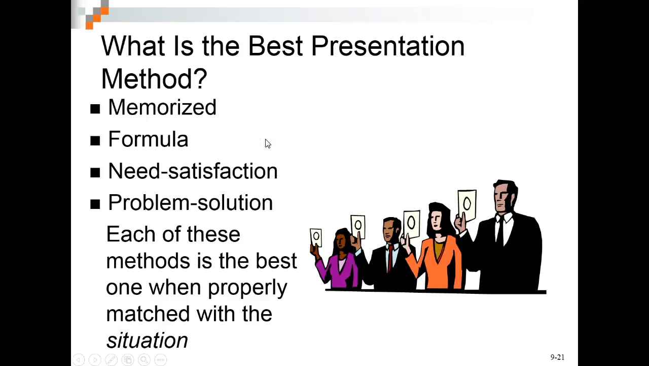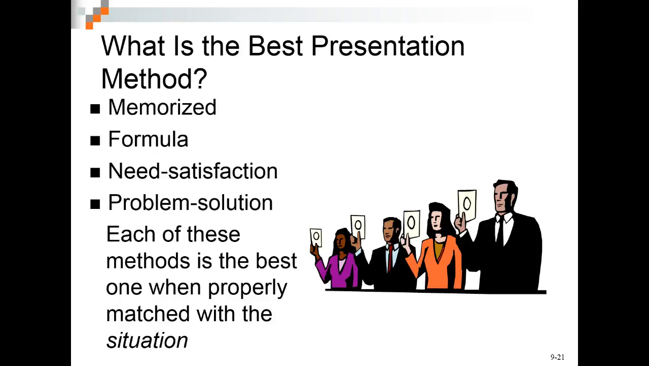What is the best presentation method? You've got to memorize the formula, the need satisfaction, and the problem solution. The salient point here is each of these methods is the best one when properly matched with the situation. If you're going to show up at somebody's front door and you try to do a problem solution situation, if it's not the most patient person on the planet, they're not going to stand out there and talk to you in the cold or in the heat or whatever for an hour while they talk to you about their problems. It's probably not going to happen.